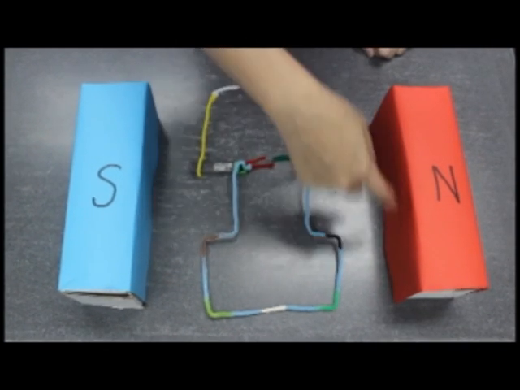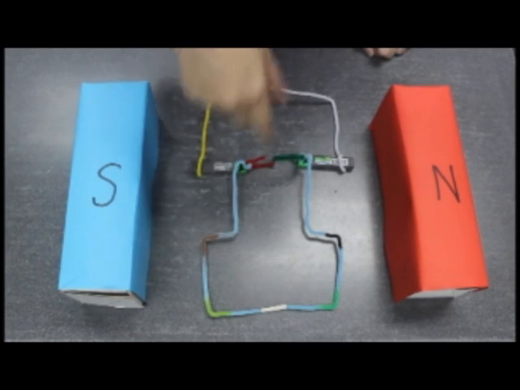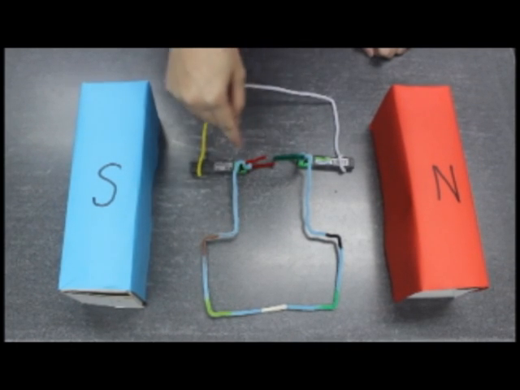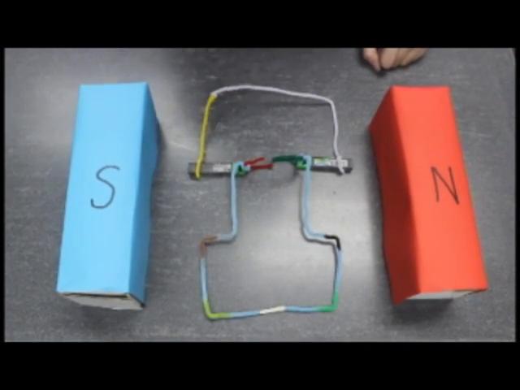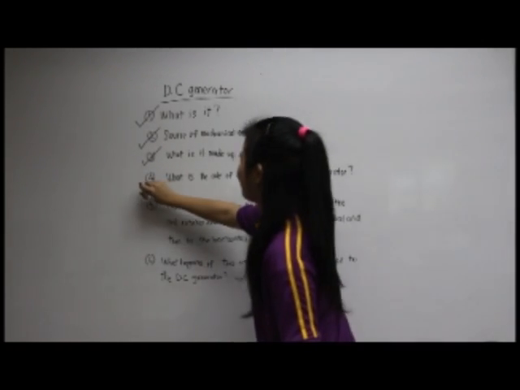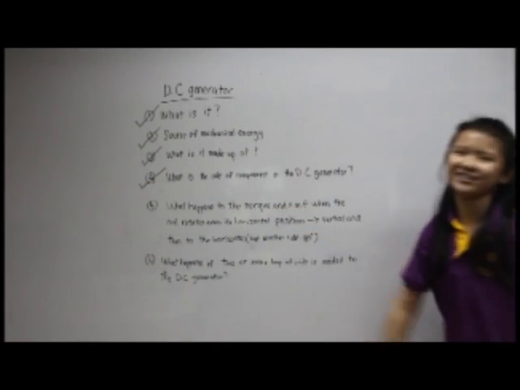Although the direction of induced current in the internal circuit is reversed, the direction of induced current in the external circuit is still in the same direction. That's the rule of the DC generator.